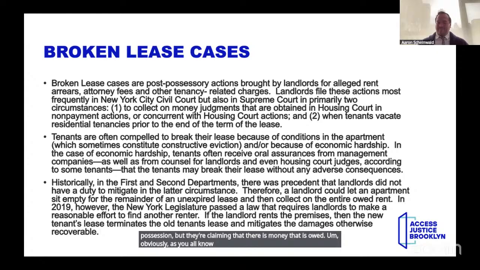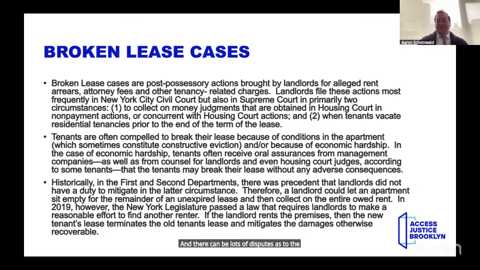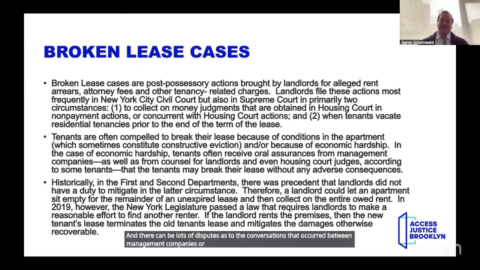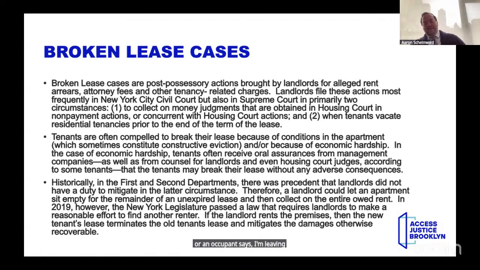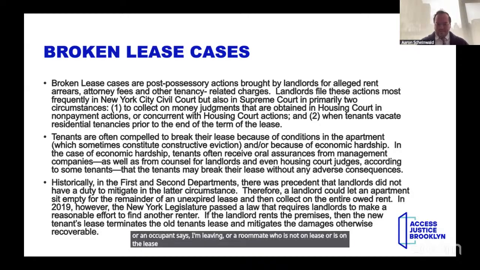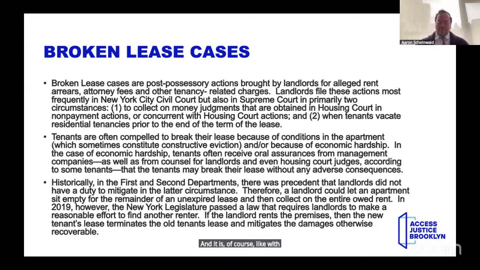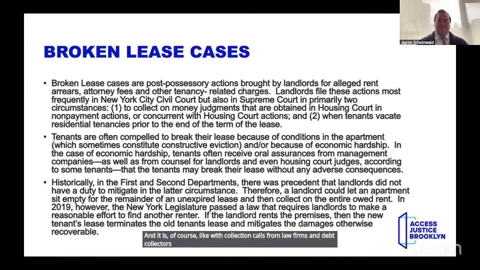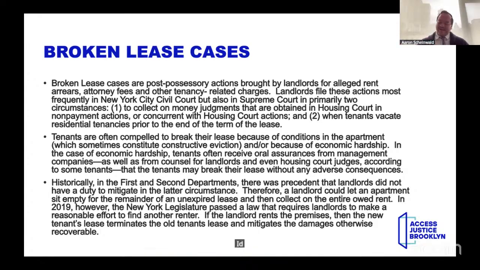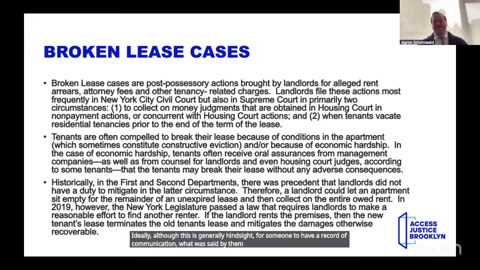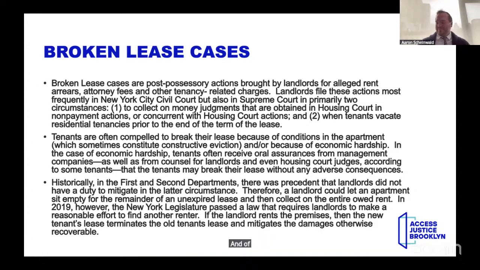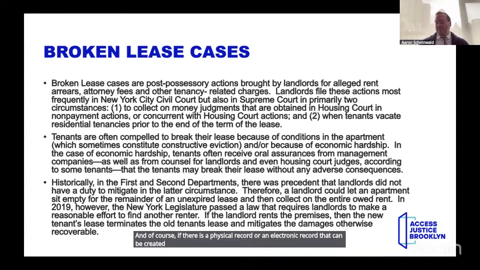Obviously, as you all know, tenants are often compelled to break their leases because of various types of issues. And there can be lots of disputes as to the conversations that occurred between management companies or agents of the landlord and the tenants about what is happening when a tenant says, I need to leave, or an occupant says, I'm leaving, or a roommate who is not on the lease or is on the lease says that I am leaving. And it is, of course, like with collection calls from law firms and debt collectors, really an extremely good idea, ideally, although this is generally hindsight, for someone to have a record of communication. What was said by them, what was said in response, who said those things, where that conversation took place, how it took place, by telephone, in person, by email, whatever. And of course, if there is a physical record or an electronic record that can be created, like with an email or a letter, you retain that record, you create that record.